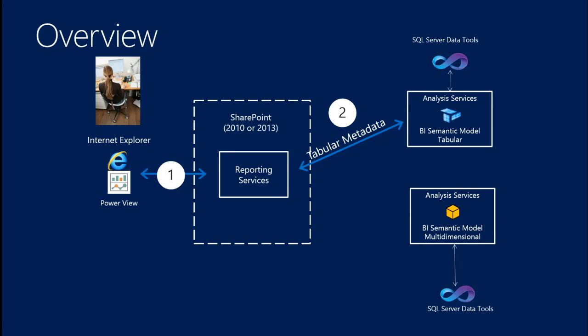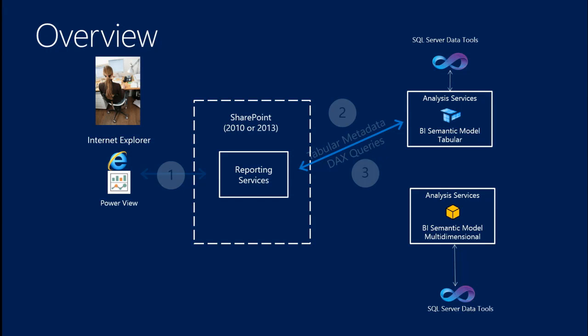Right now, what happens is Reporting Services will ask for tabular metadata of the Analysis Services tabular model. Well, that seems simple: tabular model, tabular metadata. Based on that, it will send DAX queries. So it now knows what things are in the model. A customer starts using Power View, and now it knows how to create those DAX queries and sends them against the tabular model.